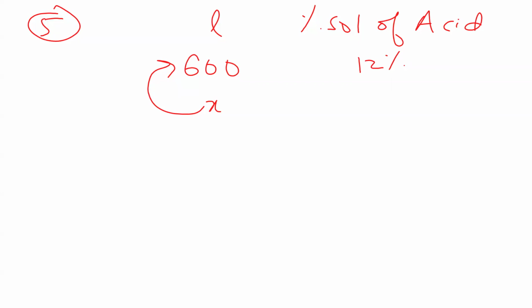Between 15 and 18%. No, I have not gone to that point. I haven't reached there yet. Okay, in 600 liters you are pouring more X liters. So what will be the concentration of acid in that? 30%. Okay.